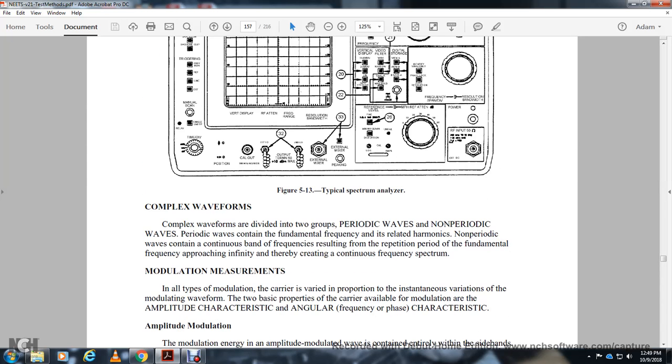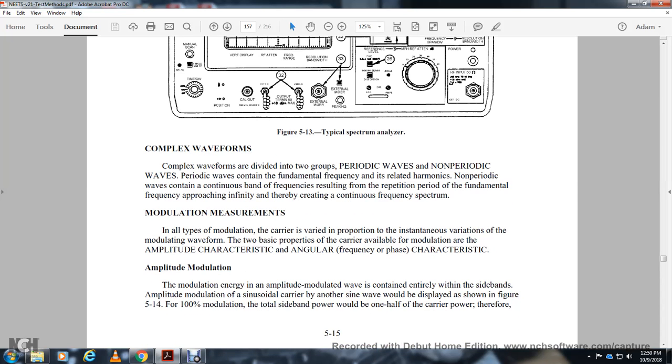Complex waveforms are divided into two groups: the periodic wave and the non-periodic wave. The periodic waves contain the fundamental frequency related with the harmonics. Non-periodic waves contain bands of frequency, the result of the repetition of the period of the fundamental frequency approaching infinity, thereby creating a continuous frequency spectrum.